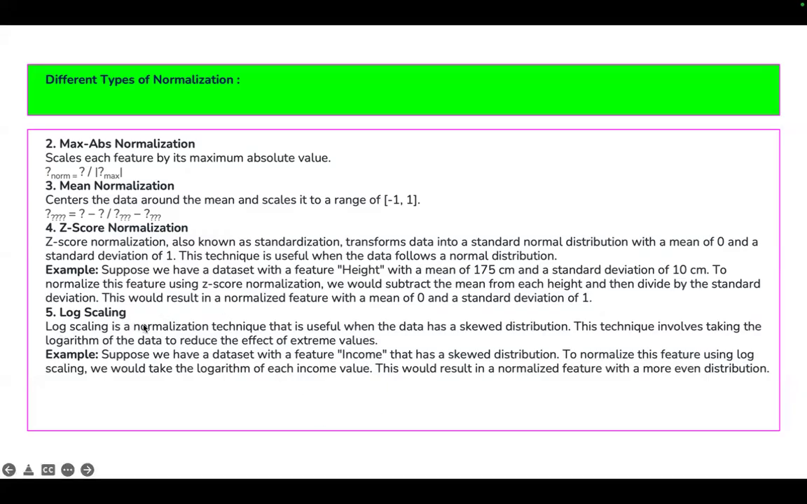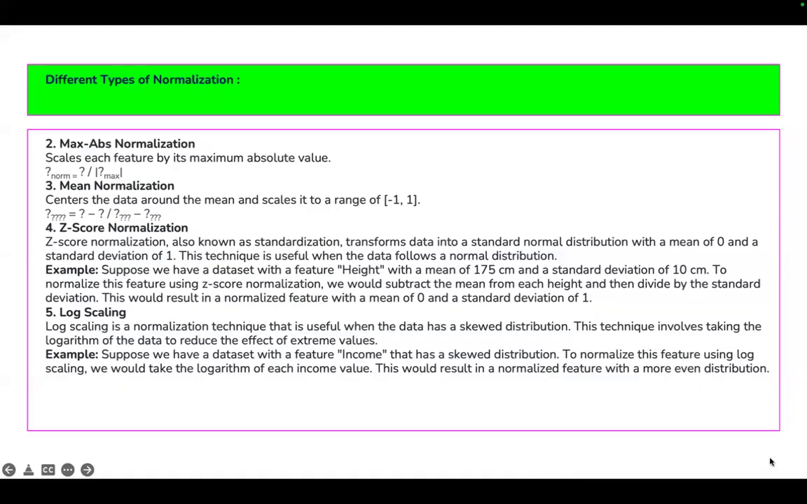Then another one is log scaling. Log scaling is a normalization technique that is useful when the data has a skewed distribution. That is, for normal distribution, we go for Z-score, and for skewed distribution, we'll go for log scaling. Okay, and I hope you guys know about the normal and skewed distribution.